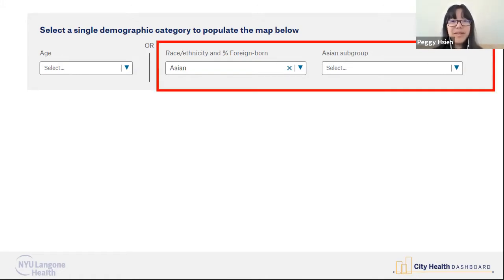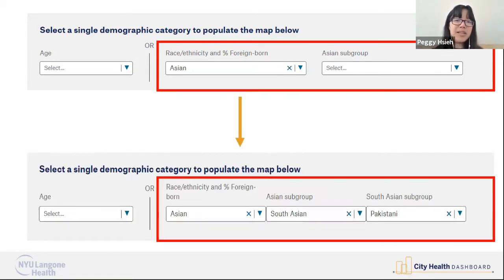So in the example up here, if we selected Asian as the race ethnicity category, then you'll see another filter pop up where you can select an Asian subgroup. And if they're even more disaggregated, then you'll see another filter pop up as shown below on the screen here. So this example shows if you selected Asian as the race ethnicity, then you could select South Asian as the Asian subgroup. And then within that, you can select Pakistani, for example, for the South Asian subgroup. And after selecting the filters, it will populate the demographic map below.